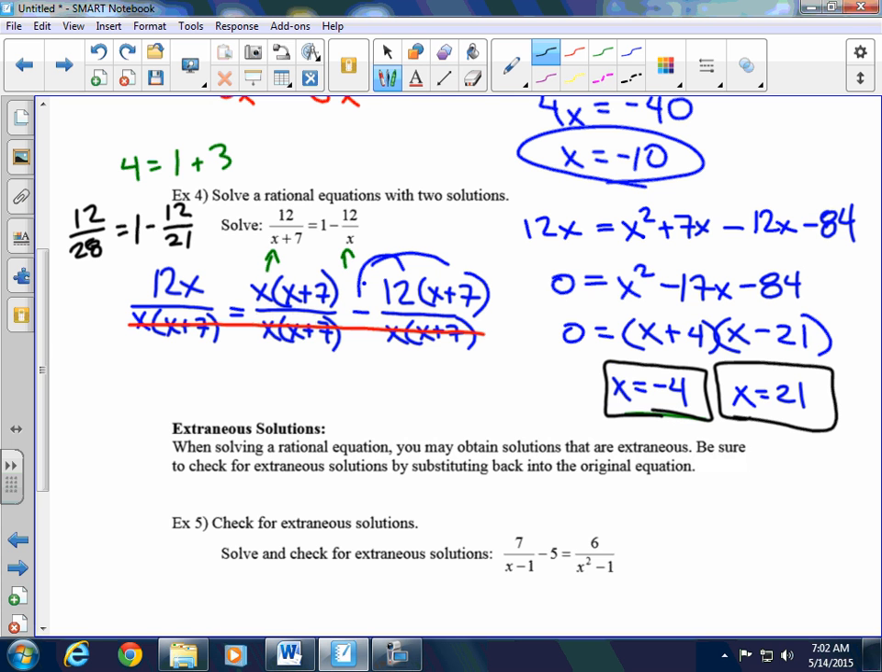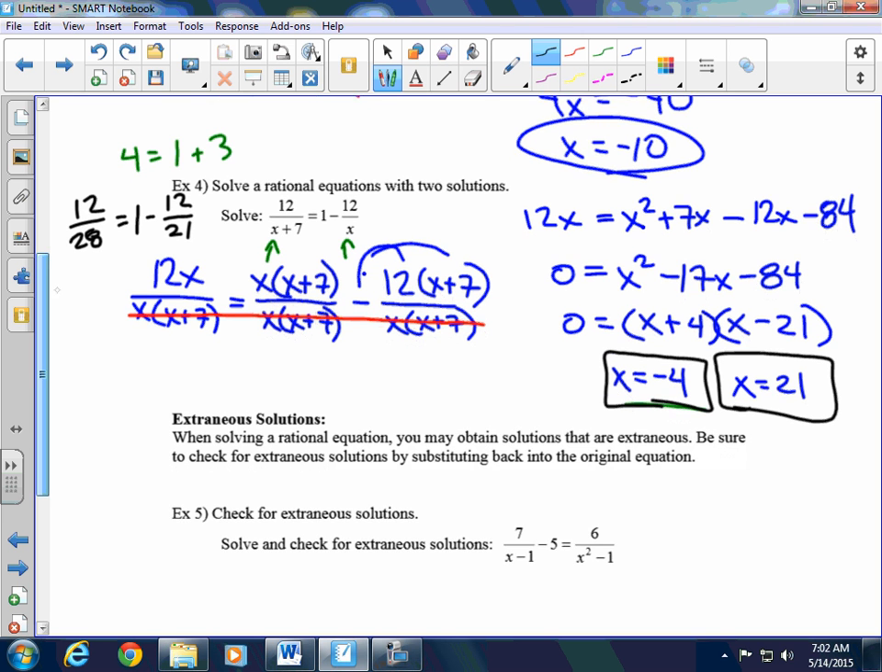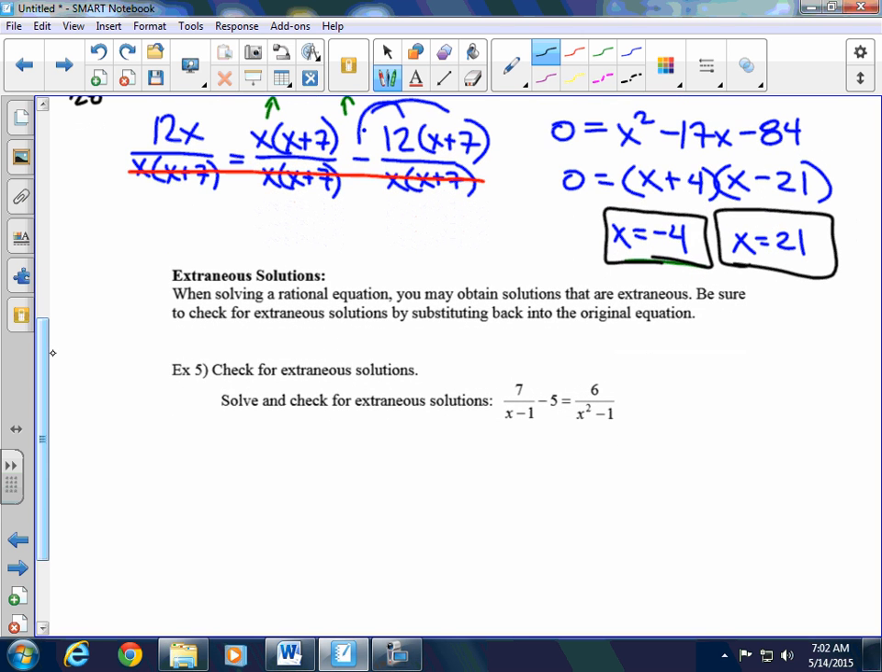Okay, so far, all of our solutions have been actual solutions, which is going to bring us to that next part, which we've talked about before, and those are extraneous solutions. Extraneous solutions occur when solving a rational equation. You may obtain solutions that are extraneous, so they're extras. Be sure to check for extraneous solutions by substituting back into the original problems that you looked at.